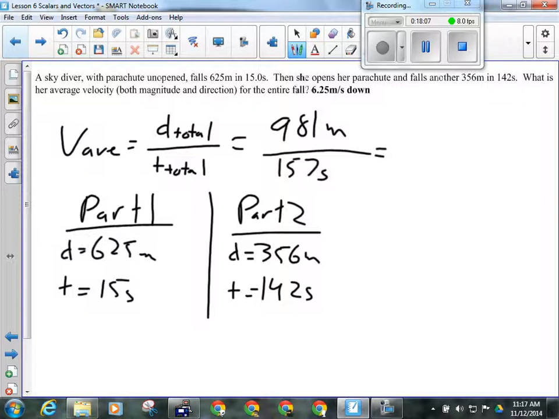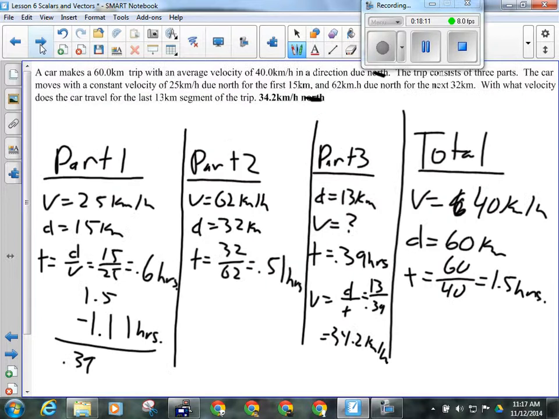Anytime you've got a 2-part question, you're probably going to have to do that, including this one. In this case, they gave us the total distance and the average velocity, but I still used it to calculate the time. We're always going to use that in a question with more than one part.